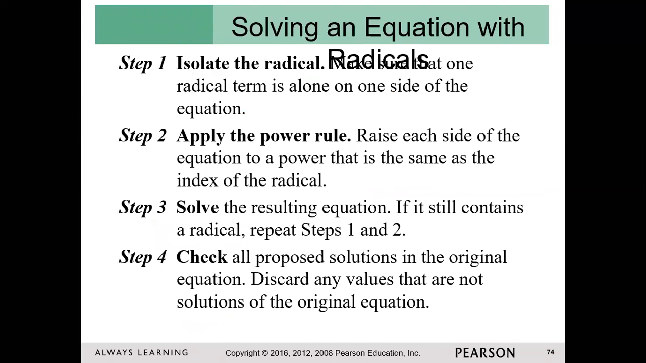All right, so this is talking about isolating the radical, applying the power rule, solving the resulting equation, and then again, check all proposed solutions to make sure that everything checks out correctly.